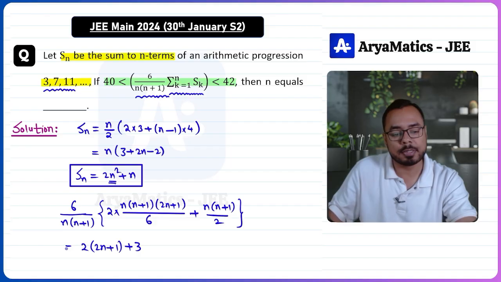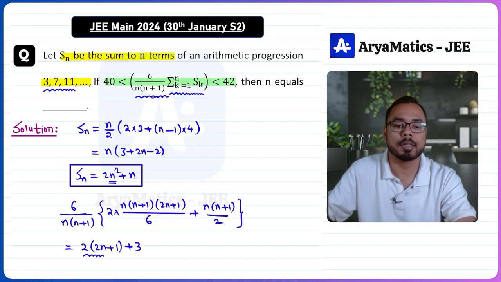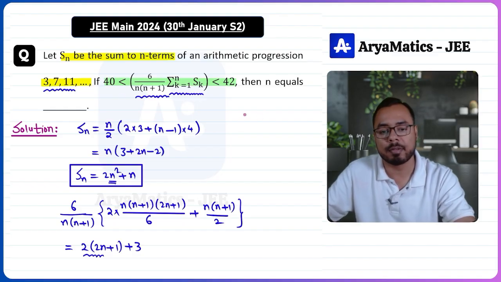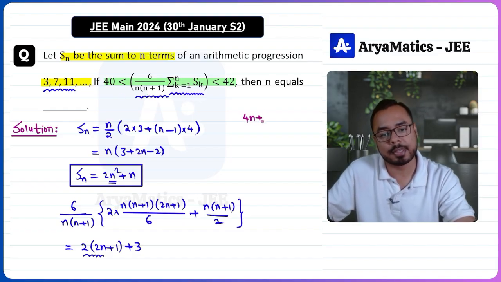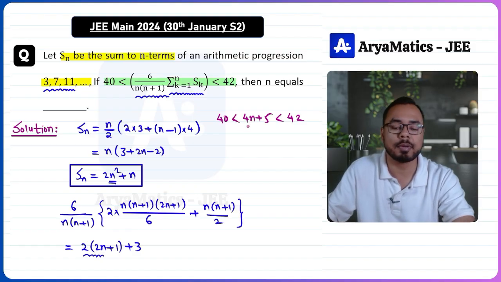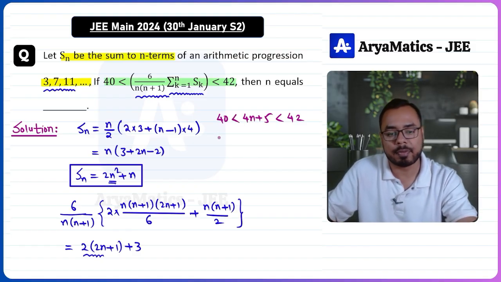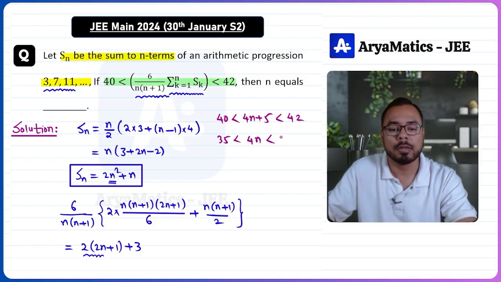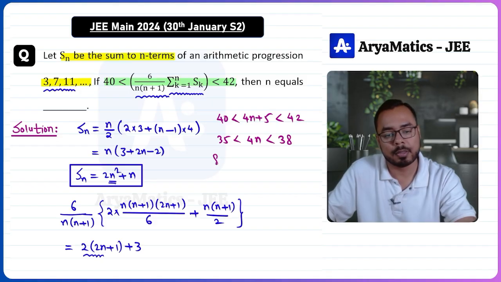So basically this expression will be 4n plus 5, right? So when you simplify this one, this will become 4n plus 5, and it is given that this is between 40 and 42, and now we have to find the positive integral value of n from here. So subtract 5 from each one of these, so then 4n will be between 35 and 38. If we divide by 4, then clearly you can see that n will be 35 by 4, so 8.75.